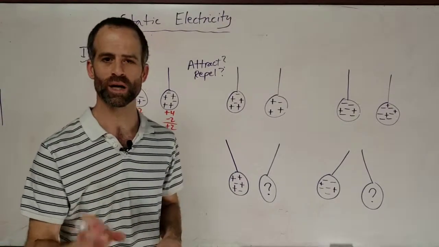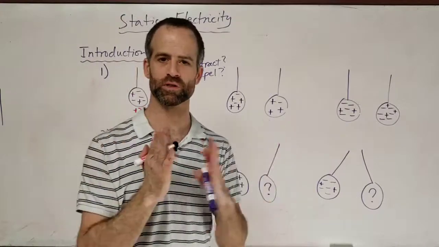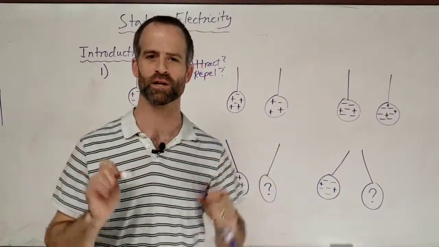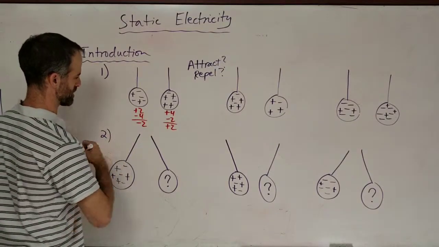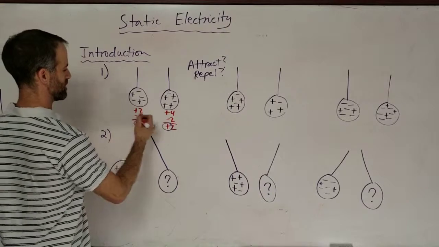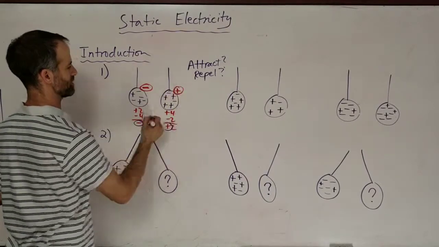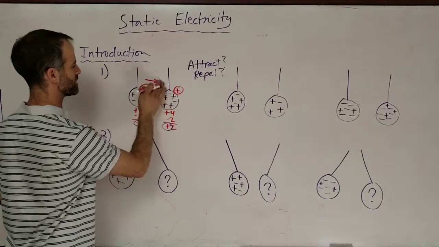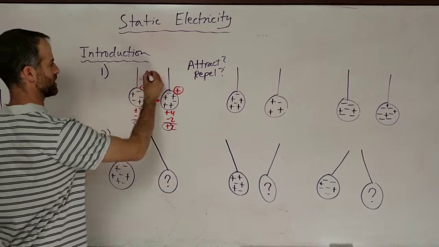The first rule was opposites attract, right? So if it's opposite, they pull together. If it's similar, they push apart. So these are opposite, right? I have a negative, I have a positive. Overall, this one is negative and this one is positive. So opposites attract. This is going to pull and that's going to pull. They attract.